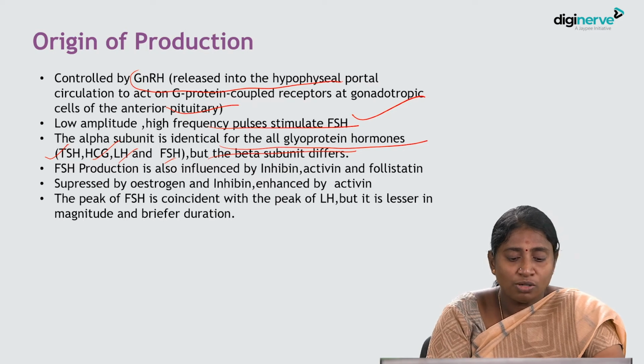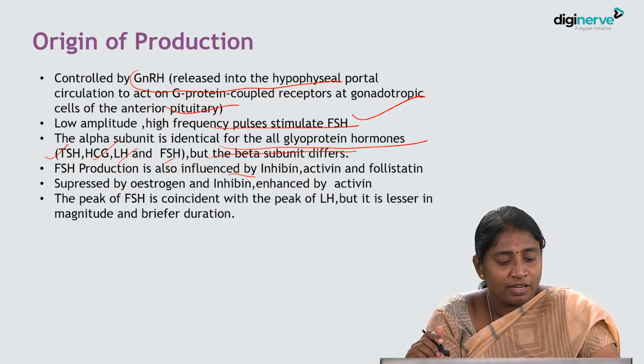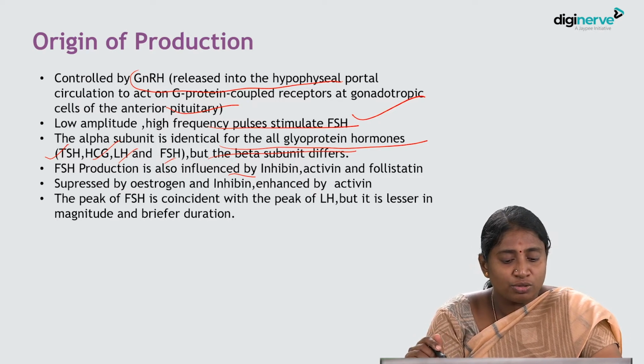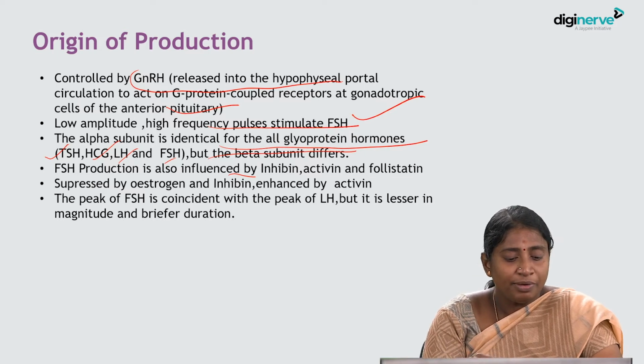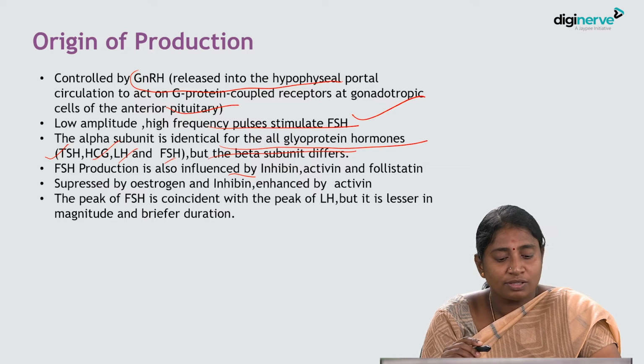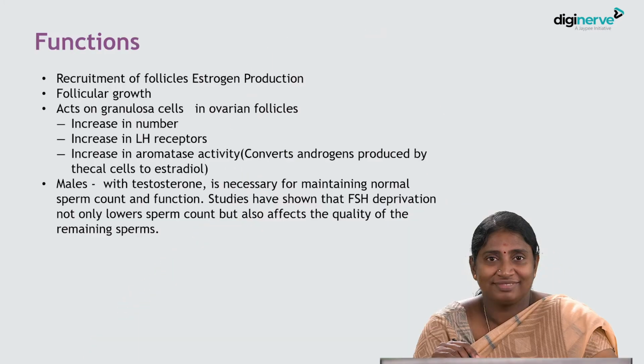FSH production is also influenced by inhibin, activin and follistatin. It is suppressed by estrogen and inhibin, and enhanced by activin. The peak of FSH is coincident with the peak of LH, and it is lesser in magnitude and briefer in duration.